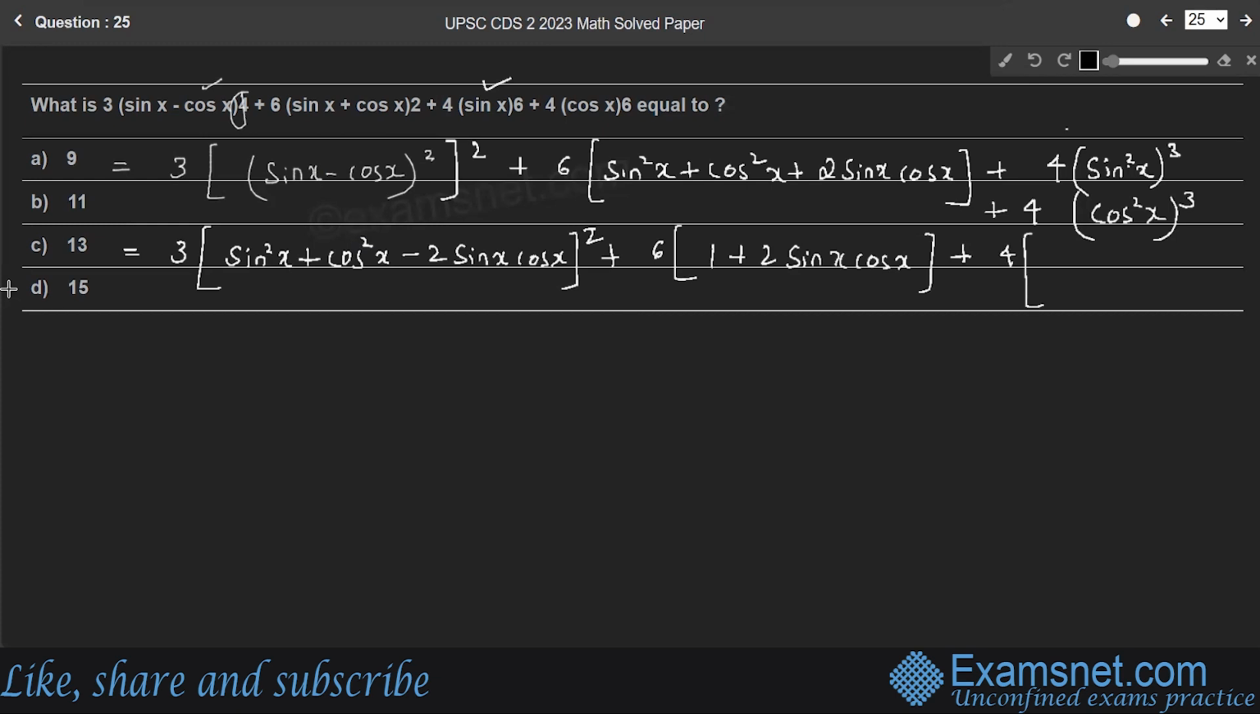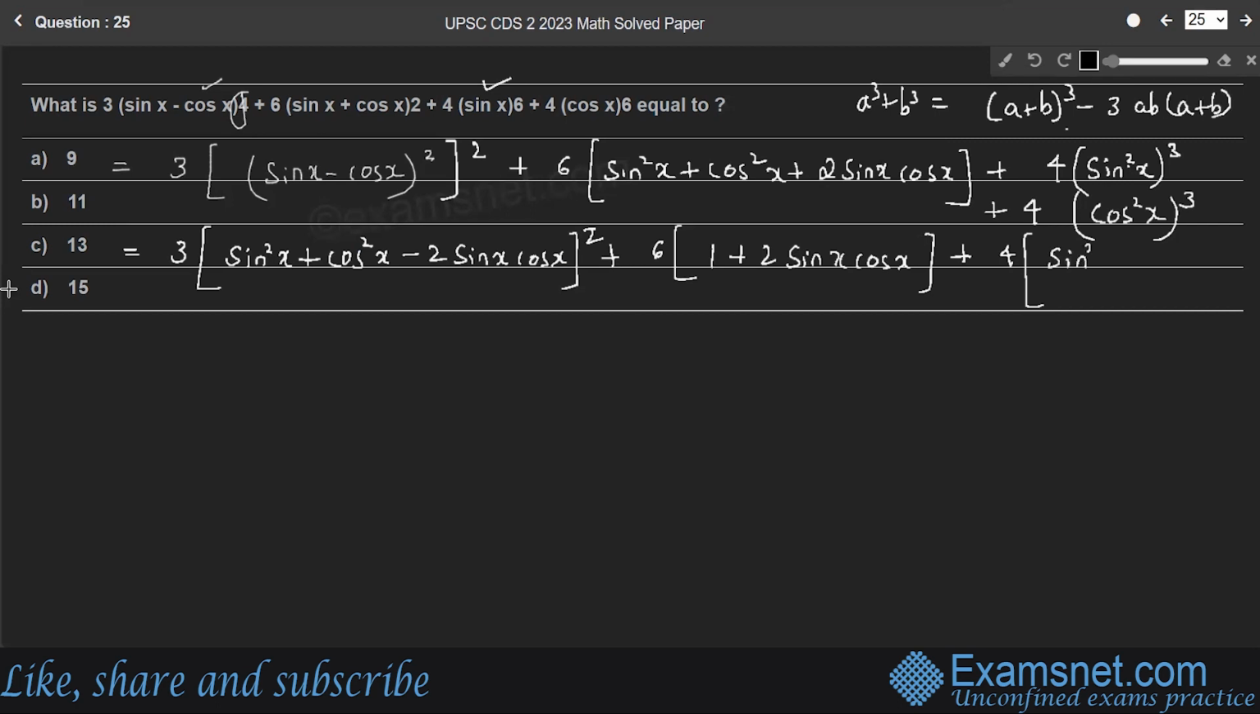And we have sin square x raised to 3 plus cos square x raised to 3, which is in the form of a cube plus b cube. A cube plus b cube is nothing but a plus b the whole cube minus 3 times ab into a plus b. Using this formula, a cube plus b cube is nothing but a plus b.